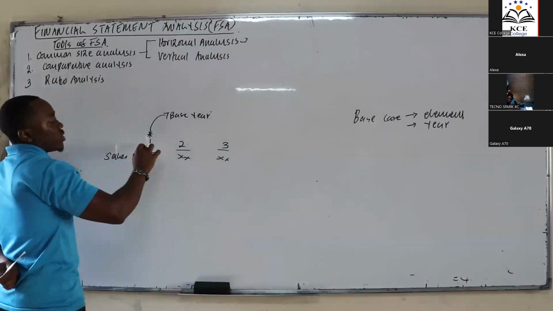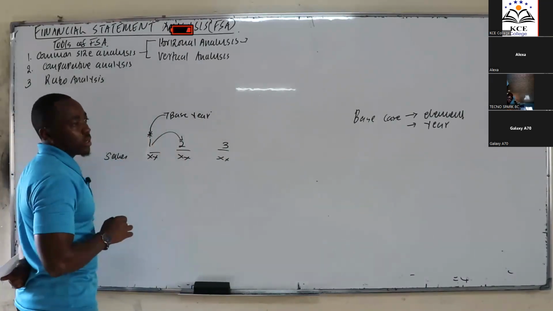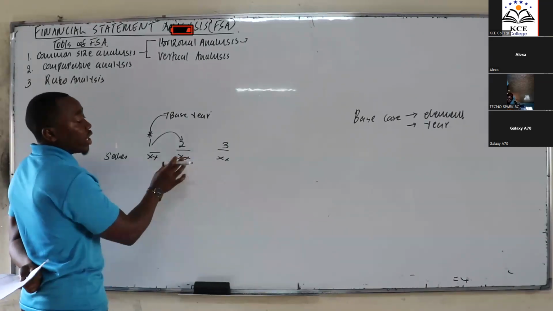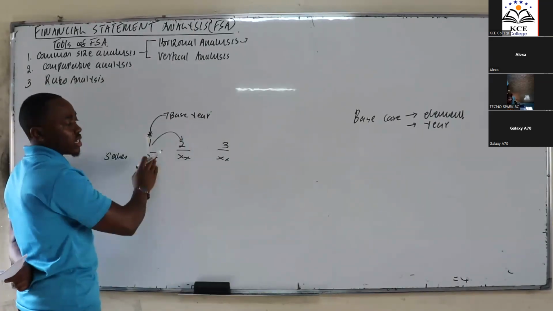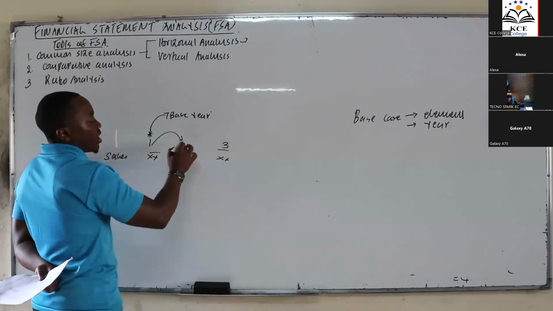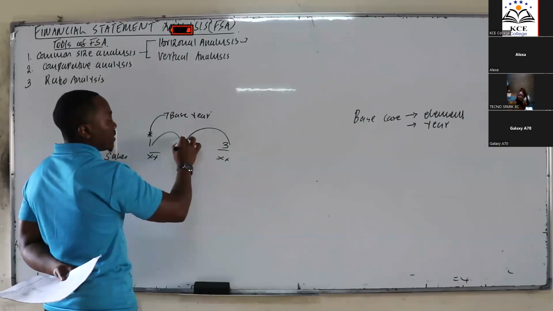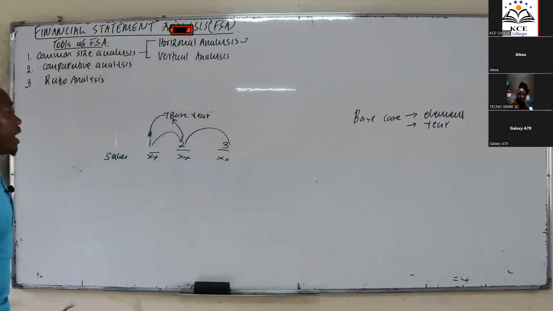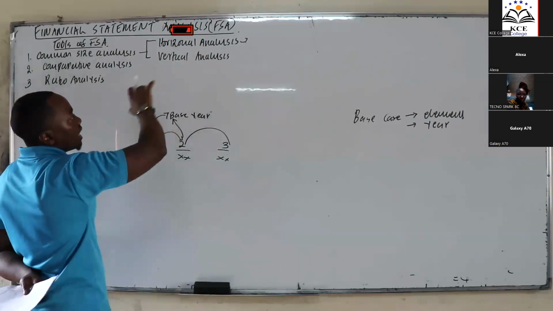So when you're making the decision for year two, you compare the sales for year one against the sales for year two, and determine either the increase or the reduction. If you want to determine for year three, you now have year two and year three, so year two becomes the base year. That's what we call horizontal analysis.